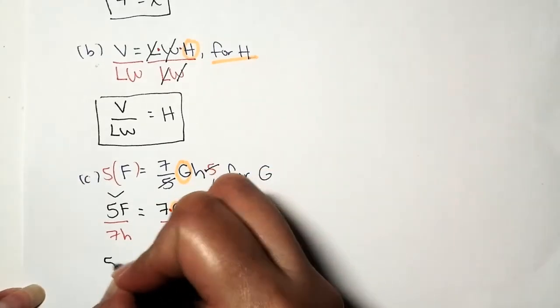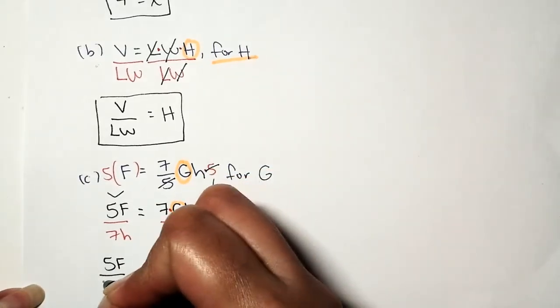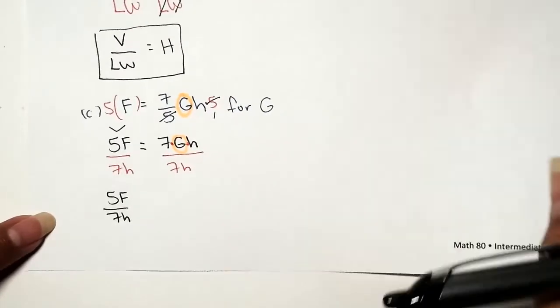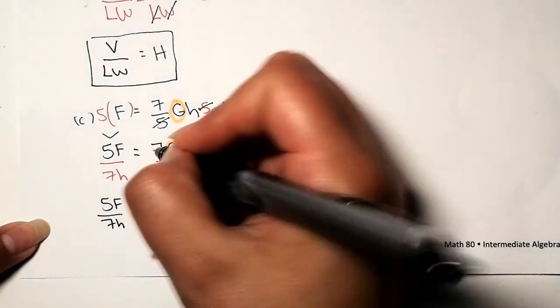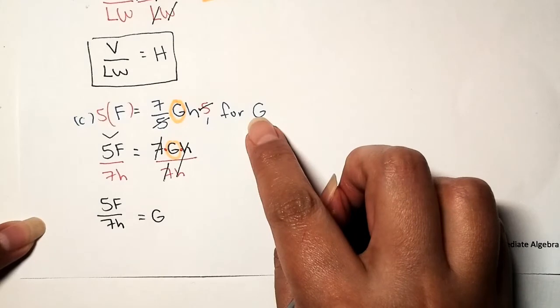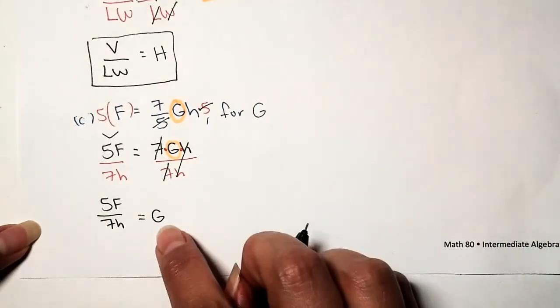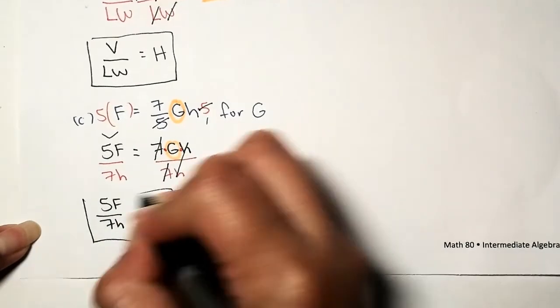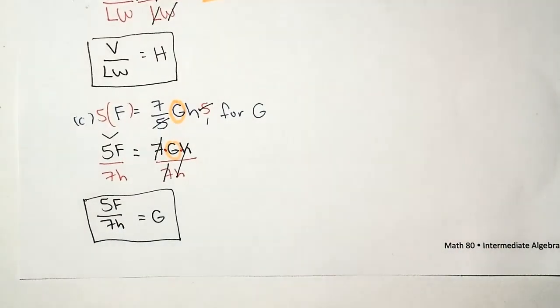So let's just go ahead, write down our result. So that will give us 5F over, I keep saying equals for the fraction bar, sorry. So that gives us 5F over 7H equals 7's cancel, H's cancel, and that leaves us with the desired variable isolated. The desired variable is isolated, so we're good. Okay, so that was number 3. Let's go ahead, do number 4.